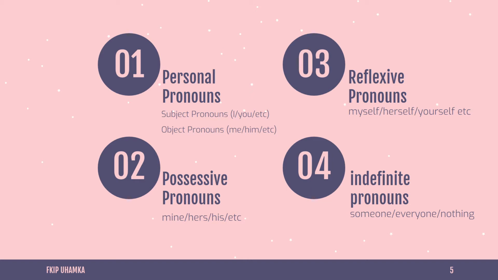But the question is, are all pronouns only he, she, it, I, you, they, we? Something like that? The answer is no. Absolutely no. Why? Because we have 4 types of pronouns. They are personal pronouns. The second one is possessive pronouns. The third one is reflexive pronouns, and the fourth one is indefinite pronouns. But in this video, I'm just going to focus on the first and the second types, which are personal pronouns and possessive pronouns. Let's take a look at the next slide.